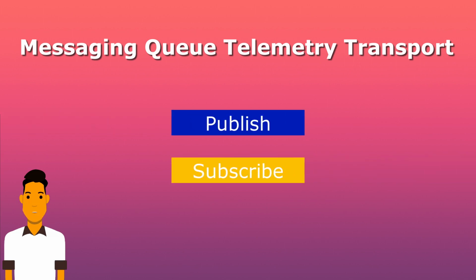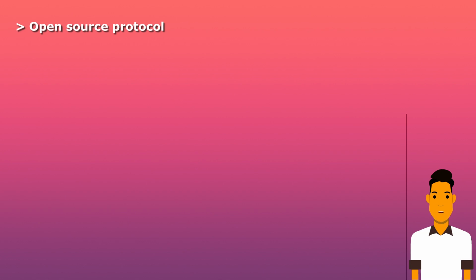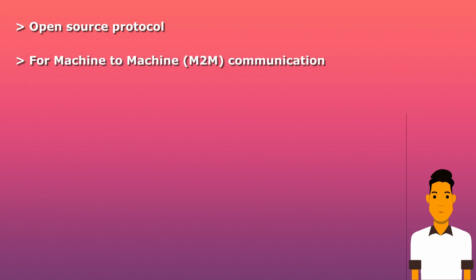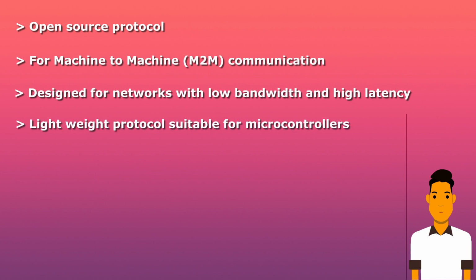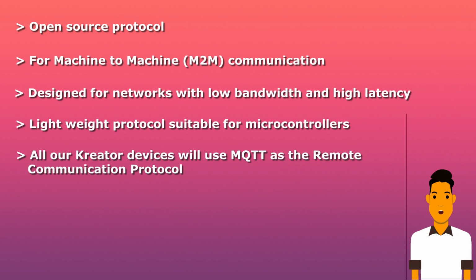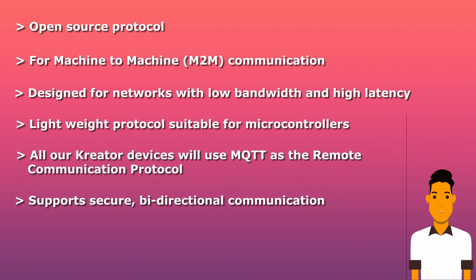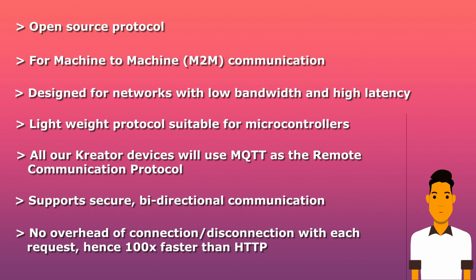So let's get started. MQTT stands for Messaging Queue Telemetry Transport, and this protocol is based on publish and subscribe mechanism. It is an open source protocol meant for machine-to-machine communication, and it was designed for networks with low bandwidth and high latency. MQTT is a lightweight protocol very well suited for resource-constrained devices like microcontrollers, etc. In our case, we will use it on our IoT devices as our remote communication protocol. This protocol supports secure bidirectional communication and is 100 times faster than HTTP.